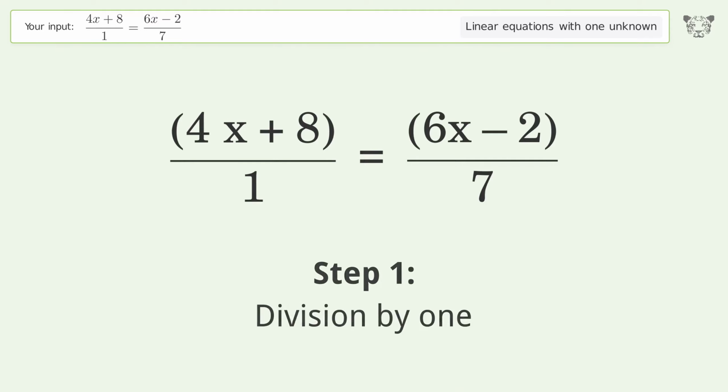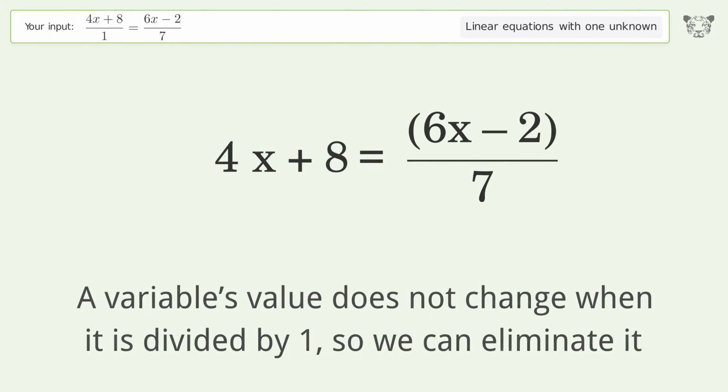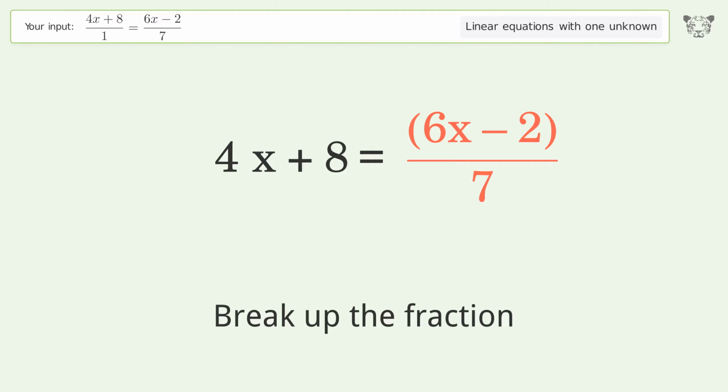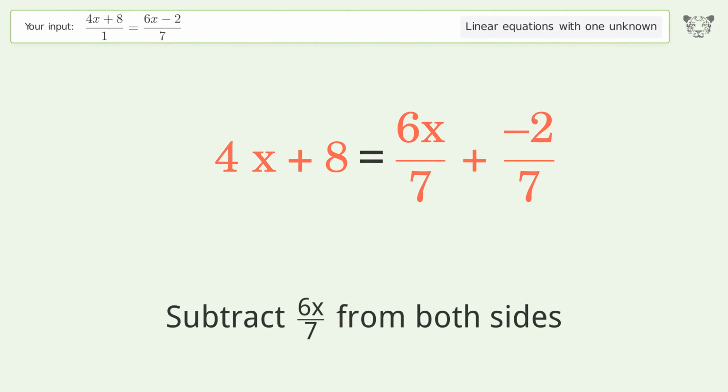Division by 1. A variable's value does not change when it is divided by 1, so we can eliminate it. Break up the fraction. Group all x terms on the left side of the equation. Subtract 6x/7 from both sides.